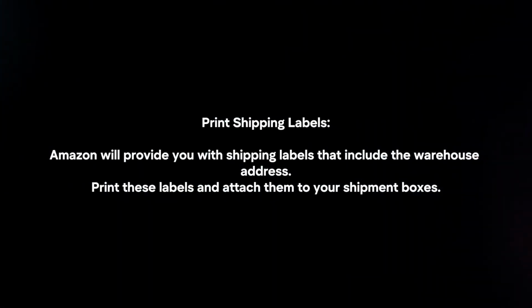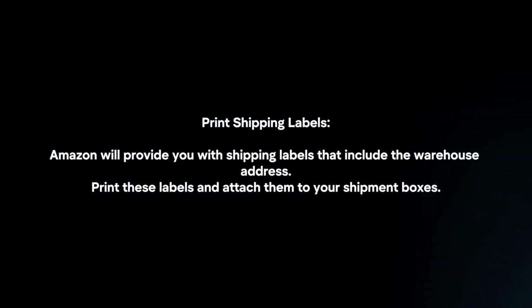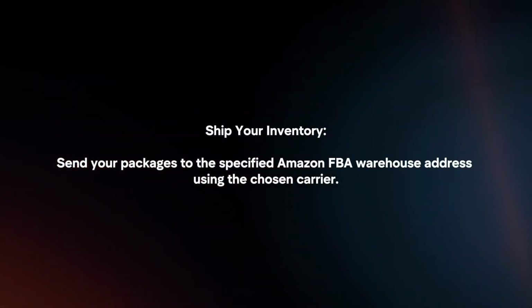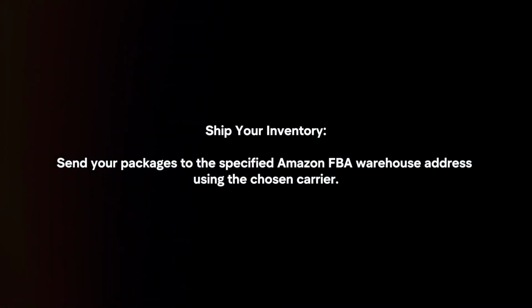Print shipping labels. Amazon will provide you with shipping labels that include the warehouse address. Print these labels and attach them to your shipment boxes. Ship your inventory. Send your packages to the specified Amazon FBA warehouse address using the chosen carrier.